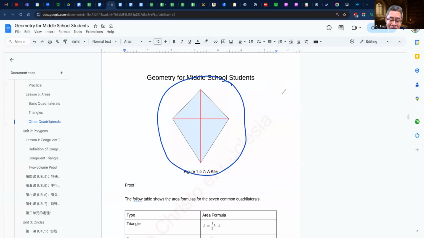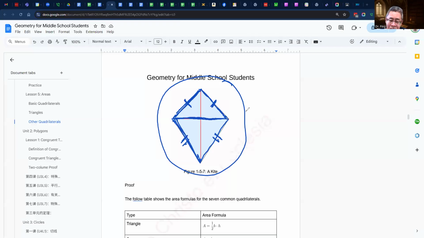Well, for a kite, just as a kite you fly, you can see that we got this side and this side congruent. So this actually is an isosceles triangle. And also the bottom is also an isosceles triangle because this side and this side are congruent. So that's the definition for a kite: there's a pair of sides congruent, the other pair also congruent, but this side is not equal to that side. Now, if this side equals that side, then we got a rhombus.